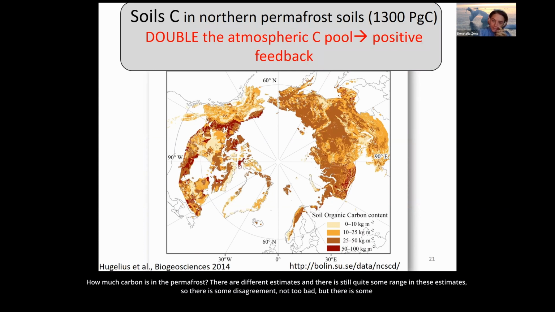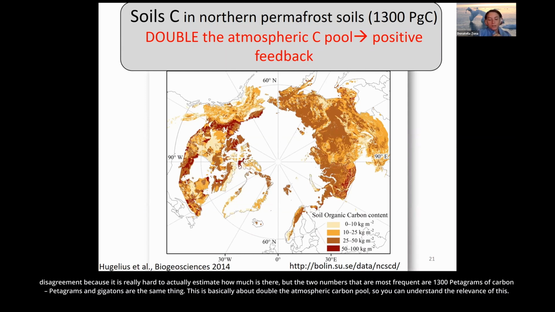There are different estimates, and there is still quite some range in these estimates. There is some disagreement, not too bad, but there is some disagreement because it's really hard to actually estimate how much is there. But the two numbers that are most frequent are these 1,300 petagrams of carbon, where petagrams and gigatons are the same thing, which is basically about double the atmospheric carbon pool. So you can understand the relevance of this.